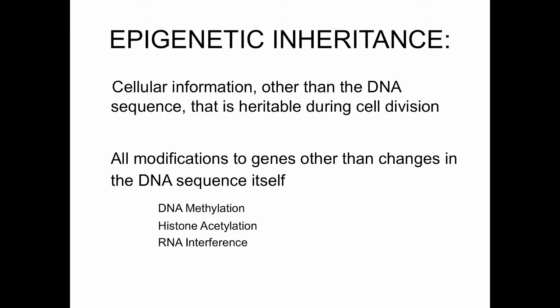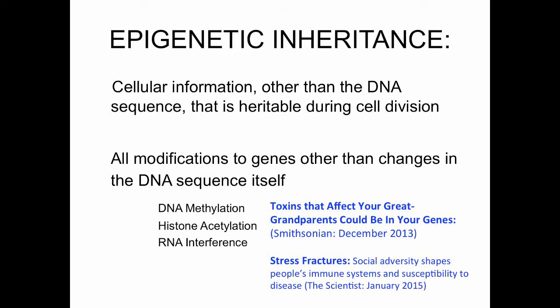Something that we're beginning to appreciate is epigenetic inheritance. This is where cellular information other than DNA sequence may be heritable during cell division. So we can talk about modifications to genes other than changes in DNA sequence, things like DNA methylation, histone acetylation, and RNA interference. These are all things that can affect gene expression and can influence epigenetic inheritance.